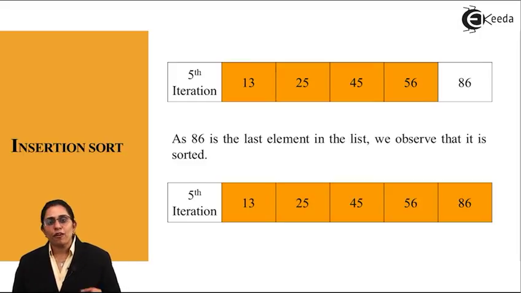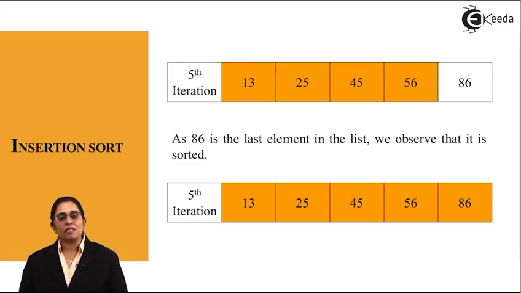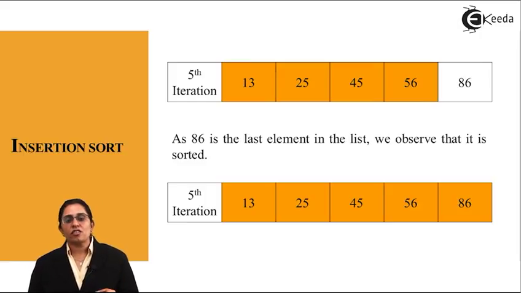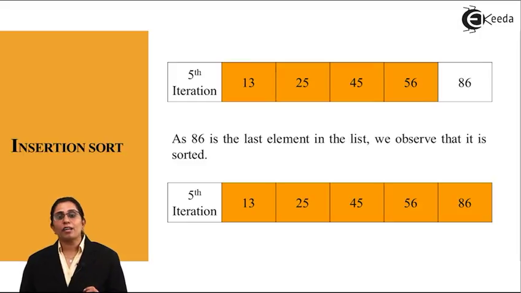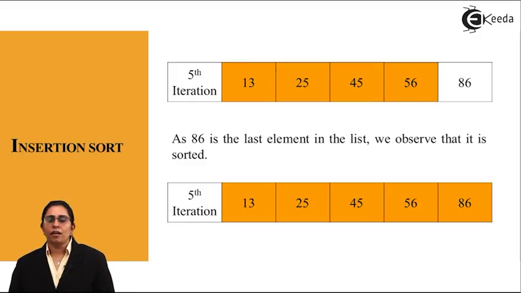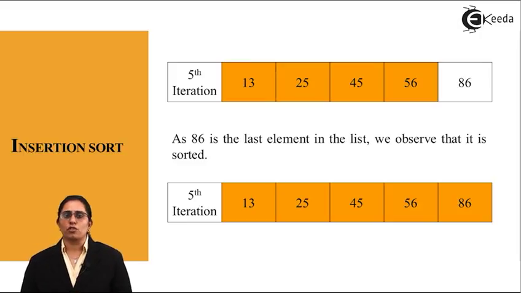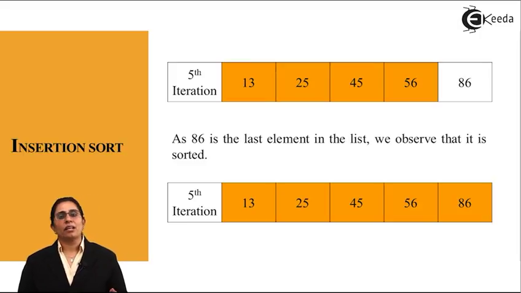So in the fifth iteration, my array is already sorted and the list looks like 13, 25, 45, 56 and 86. This is how insertion sort is diagrammatically represented to understand how the elements are sorted and how the elements are moved from their initial position to their final position in the complete list.